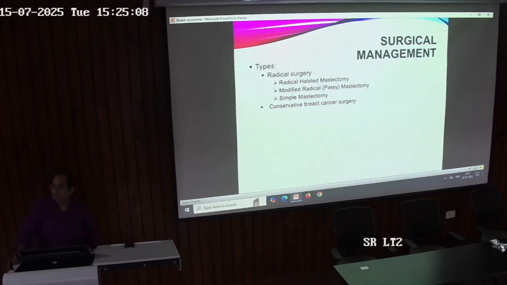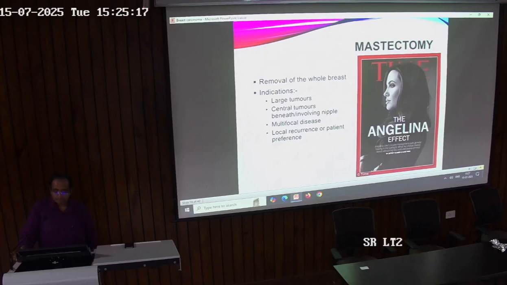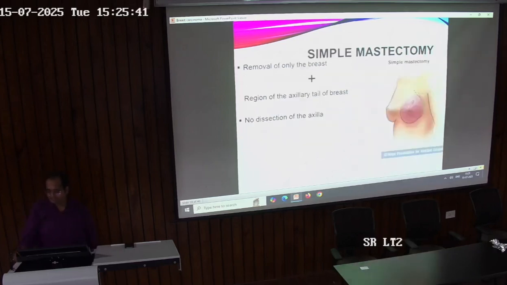Radical means excessive dissection. Nothing has to be left behind. You are not looking for a cosmetic result. The tumor has to be excised. This was a total mastectomy image: removal of the breast tissue. What are the indications in total mastectomy? Large tumors, central tumors beneath the areola or nipple areola complex, multifocal disease, local recurrence, or patient preference. Patient preference also applies when the patient has a very strong family history with hormonal history suggestive of future chances of having breast cancer.